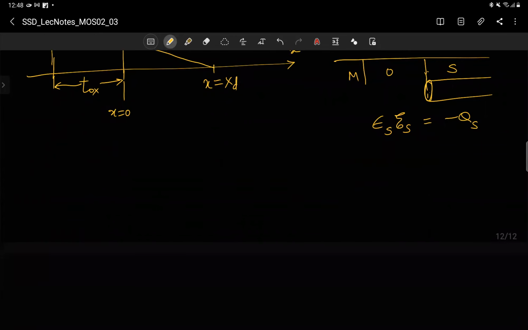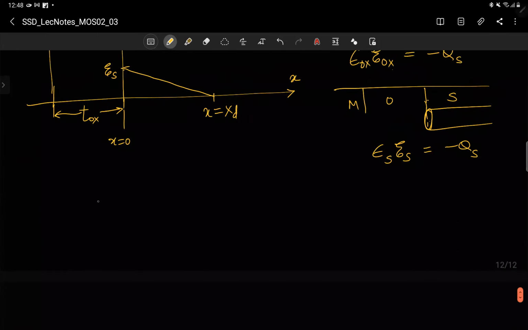So how do you find xd? It is already known to you because you have done it in the PN junction case. I'm not going to do it to a great extent, but just cover it up. How will you get xd here? This voltage drop in the semiconductor, I call it psi S. So let us introduce some symbols.